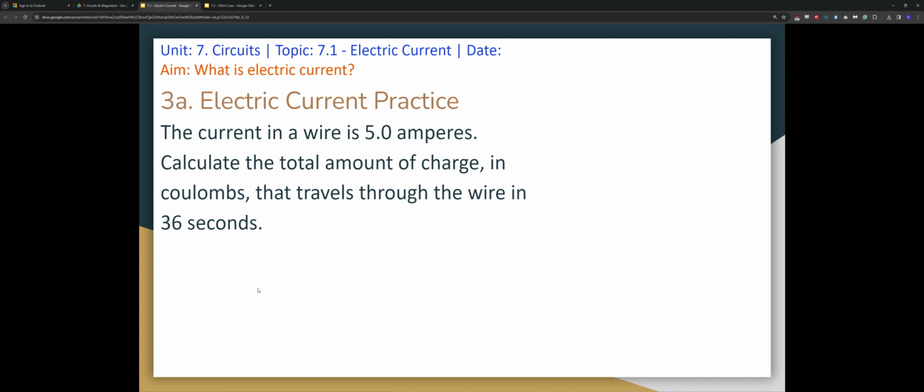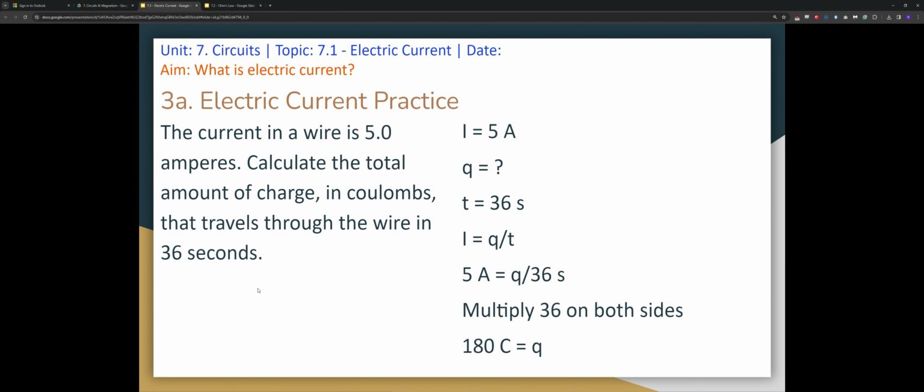And then you're given the time. The time it takes to travel through the wire is 36 seconds. Or rather, you're just measuring the amount of time. So I is going to be 5 A. Q is what you're solving for. T is your time, 36 seconds. Given the formula I equals Q divided by T, you're going to substitute all your numbers in. Then you're going to multiply by 36 seconds on both sides, and 36 times 5 gets you 180 coulombs.